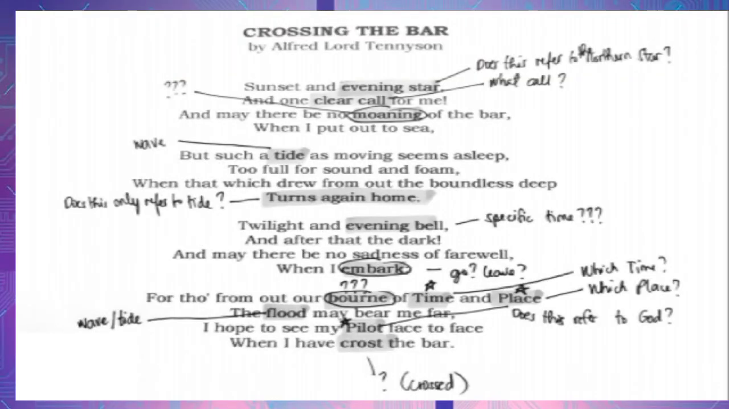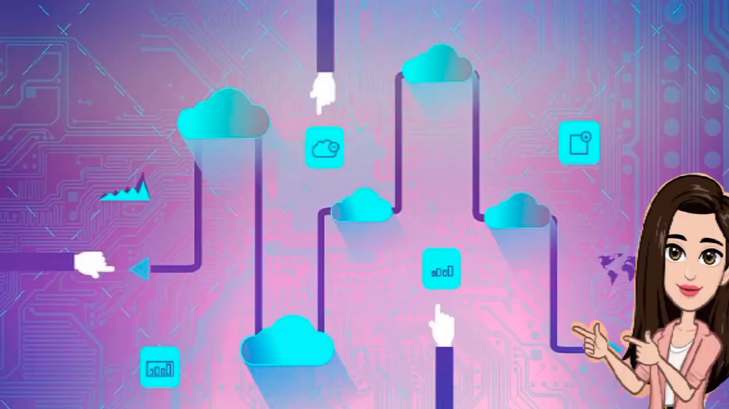So here is an example of how a student used simple symbols and annotations to note significant elements from the poem Crossing the Bar. As you can see, the student uses different shapes such as a star and then asks some questions. So this is one example of how you put annotations in a text for you to make connections.